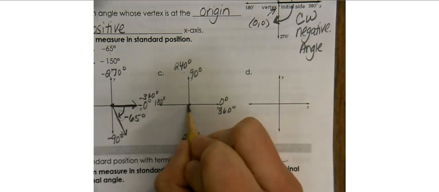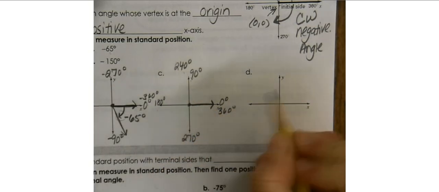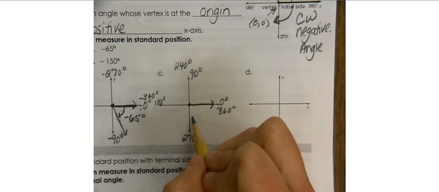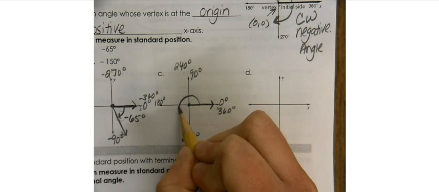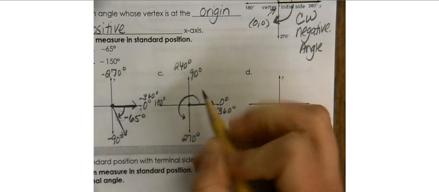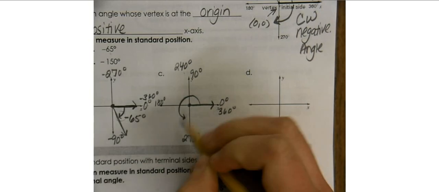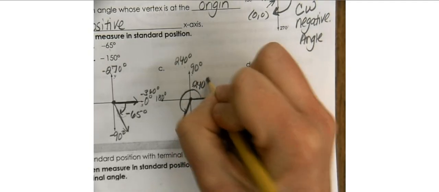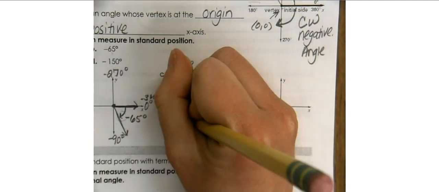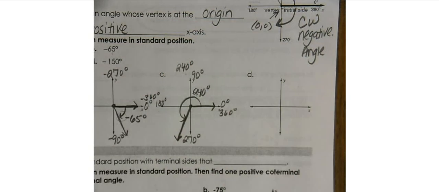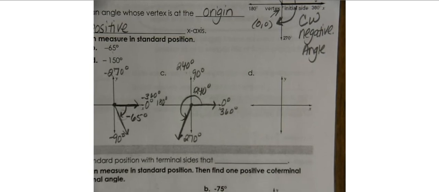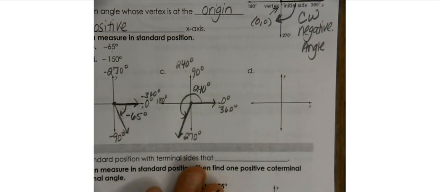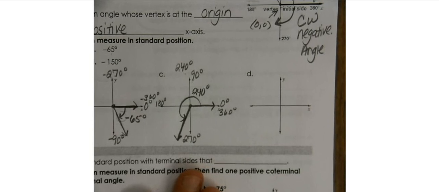So I'm going to draw my initial side, and I'm going to go in a counterclockwise motion, and I'm going to stop right around here. So it's a little bit past halfway between 180 to 270. And this represents 240 degrees. So hopefully your picture is pretty close to my picture. This is a sketch, a guesstimation, so it should be pretty close, just a little bit beyond halfway between 180 and 270. And that would be a pretty accurate picture.